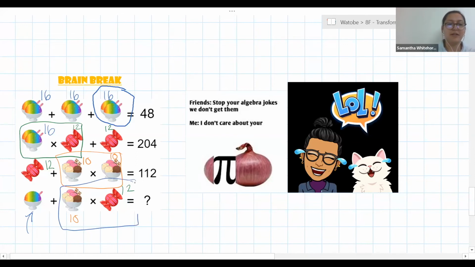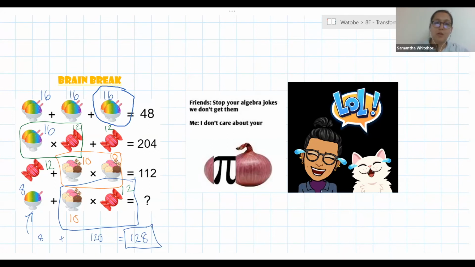Well done. Okay, so guys, the first thing is this rainbow ice cream, because there's one of them, it's 8. So that's the first thing we needed to remember. Then as Bontle said, we need to do order of operations. So we need to do the multiplication first. Now 10 times 12 is 120. So we actually have 8 plus 120. And that gives me 128. So that is where we get that answer of 128 for our brain teaser here.